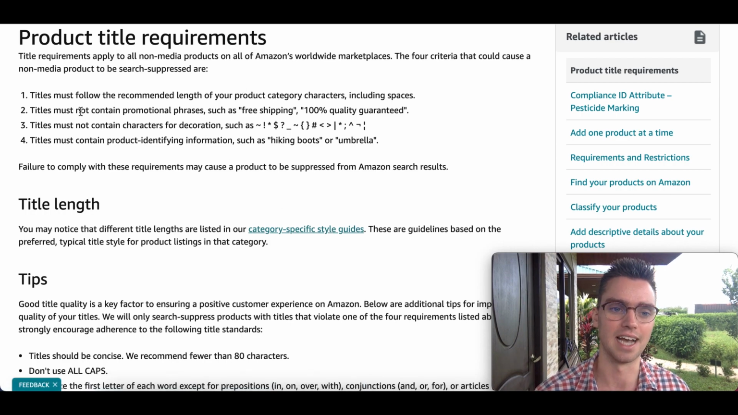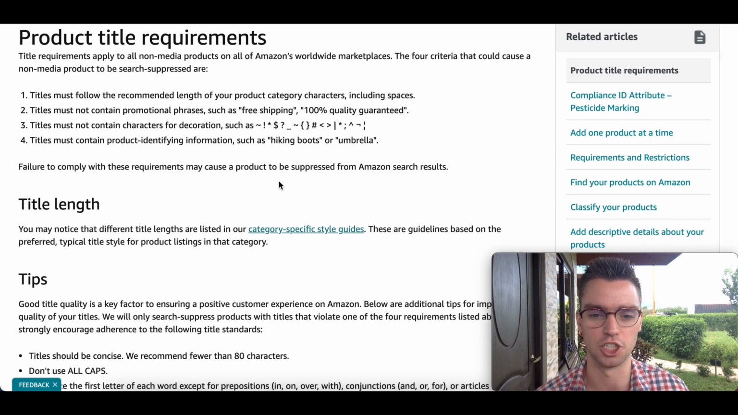Number 2, titles cannot contain promotional phrases such as free shipping, 100% quality guaranteed, new. I know a lot of sellers who are like, hey, I don't have any reviews, so maybe I'll put brand new or hot new item in my title. That is against Amazon's terms of service, and I know of sellers who have had their listings suppressed, meaning basically their listings aren't visible in search results because they have included these type of terms. So you want to avoid these terms, focus specifically on the product and describing the product, including your product keywords in the title, and not using these promotional type of phrases.